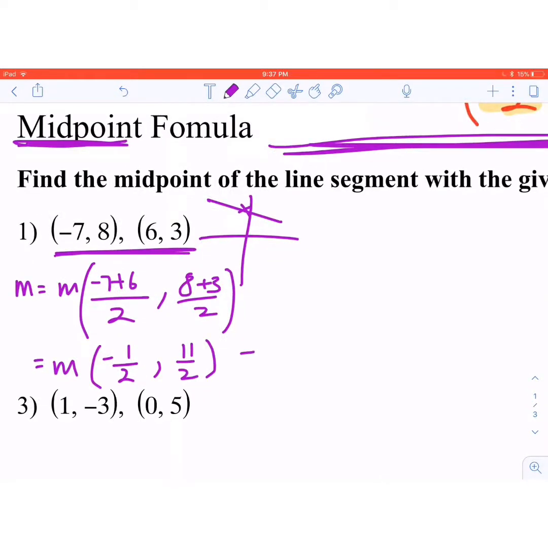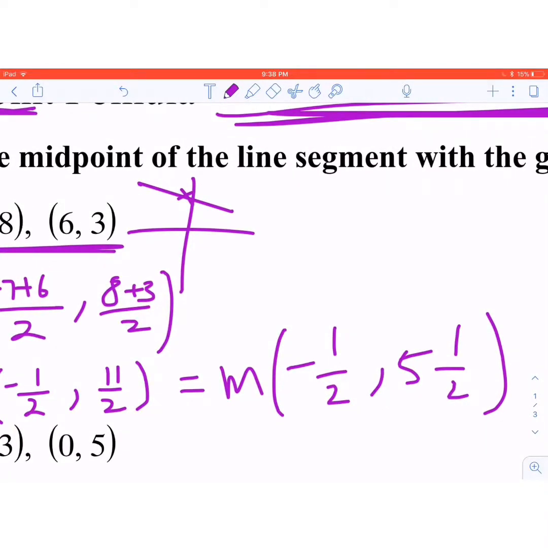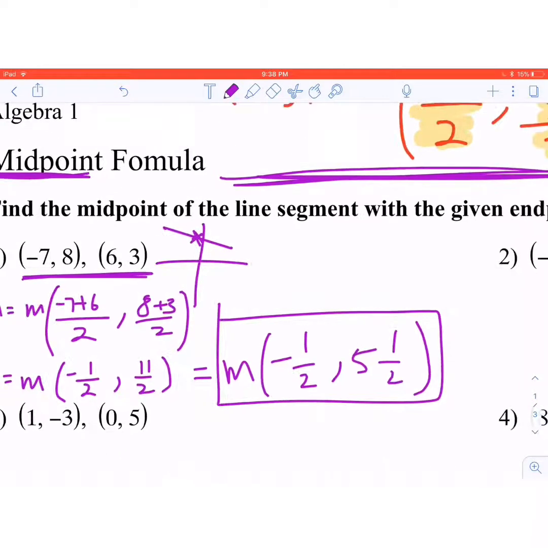Since it's a point, we can indicate it as m. The midpoint is -1/2 and 5 and 1/2. So here, when we predicted, we said it might be around here. I guess we kind of made an accurate prediction. Okay, so that's the middle point. So that would be where the mid distance between -7, 8 and 6, 3 would be.